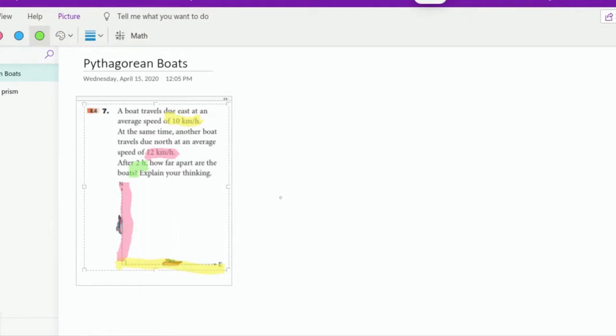Okay, let's assume that my boat going north will end here in my nice little diagram, and my boat going east will end here, after 2 hours. The distance between them is going to be a straight line going from there to there. Now, what does this look like to us? It looks like a right-angled triangle. And what do we know about right-angled triangles is we can use the Pythagorean theorem to solve them. So we are going to draw a right angle triangle just over here for ourselves.